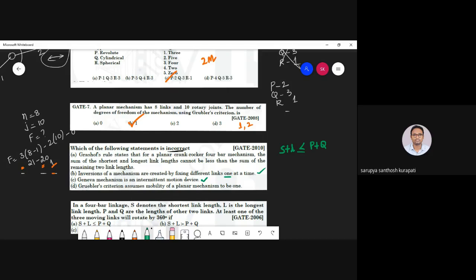Grubler's criteria assumes mobility of a planar mechanism to be 1. Yes or no? What is the difference between Kurzbach's equation and Grubler's equation? What did Grubler do? F equal to 1. And he also assumed another thing: higher pair H equal to 0. Higher pair is equal to 0 and F is equal to 1. This is what he did. So all the statements are correct except the first statement, which is wrong.